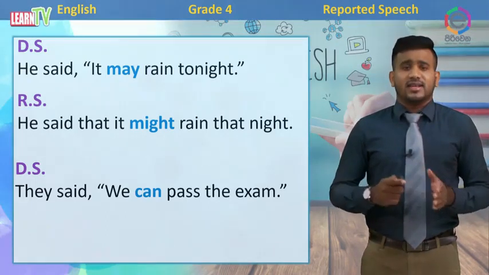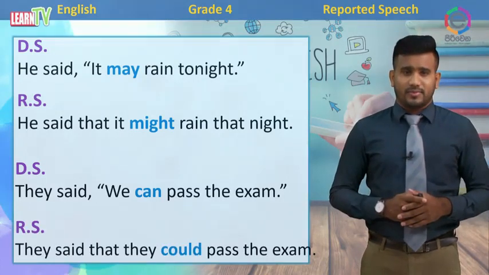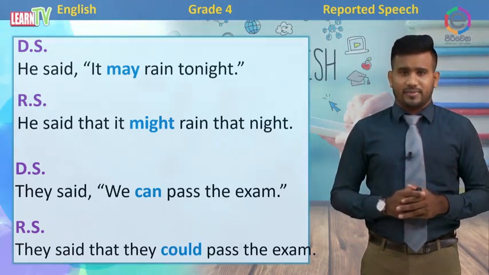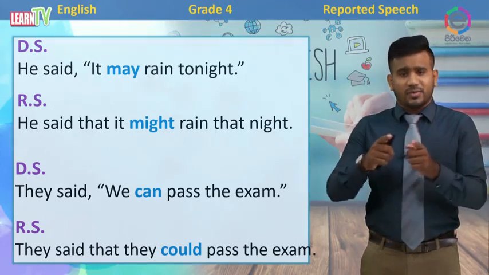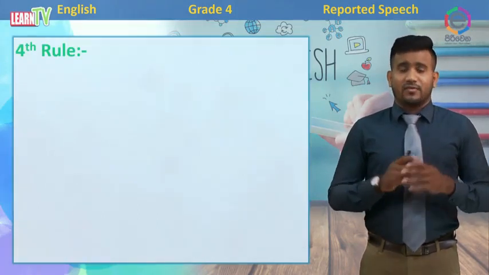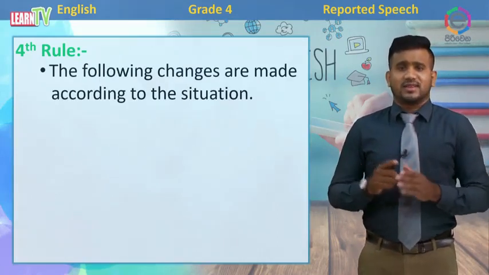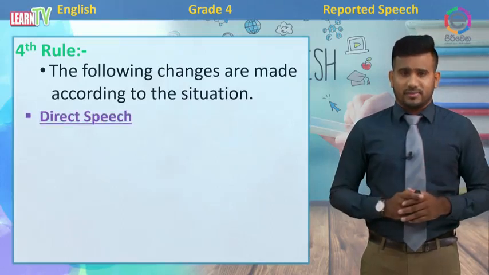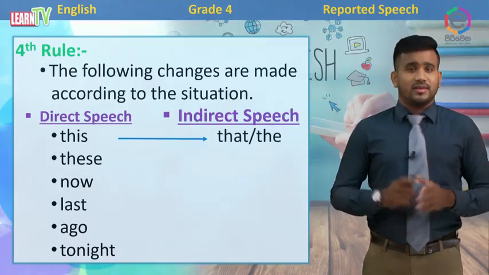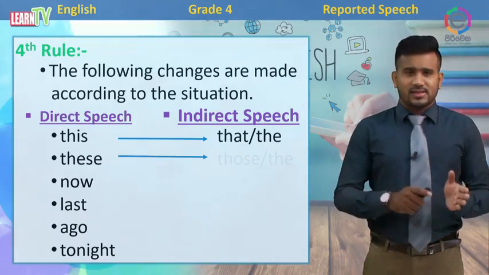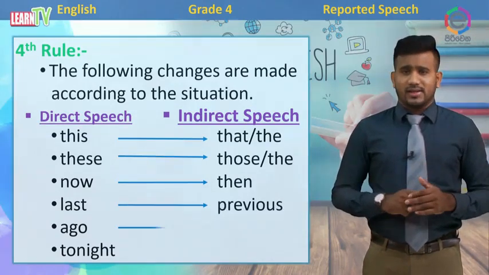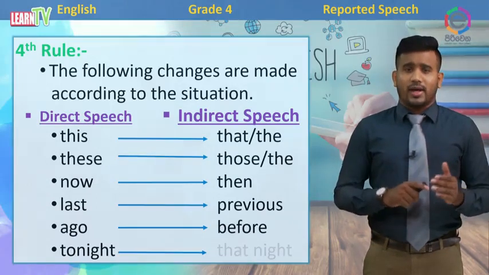Direct speech: They said, "We can pass the exam." In reported speech, they said that they could pass the exam. Now you can see the word "can" has been changed to "could." Let's see the fourth rule. The following changes are made according to the situation. In direct speech, this is changed into that or the. These, those or the. Now, then. Last, previous. Ago, before. Tonight, that night.